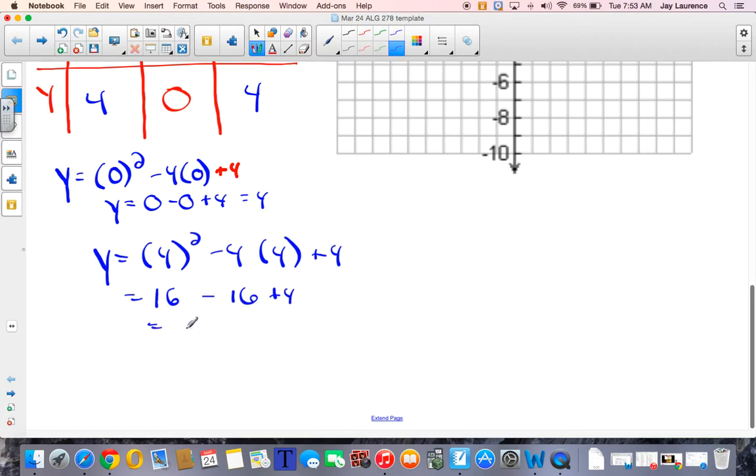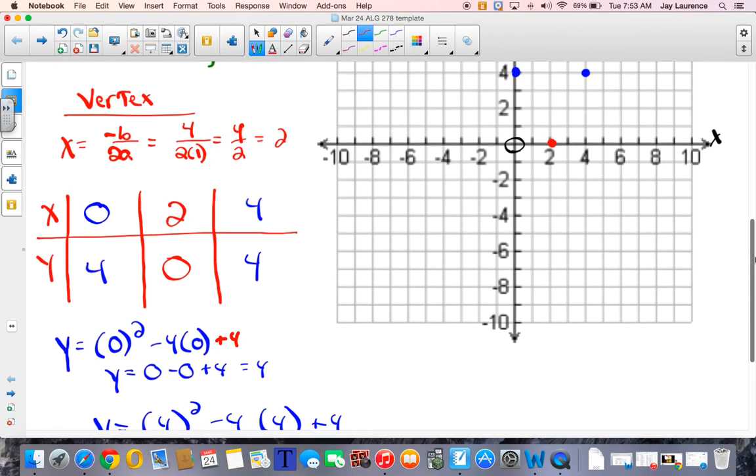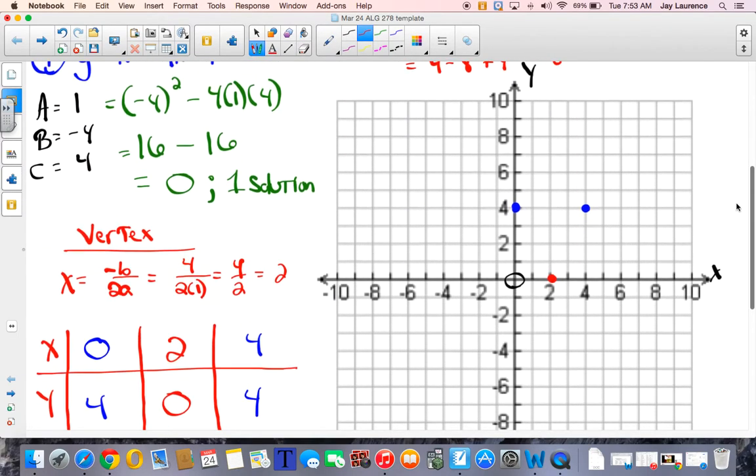16 minus 16 is 0. 0 plus 4, 4. Just like I said. But I didn't really do any math to get it. I used symmetry. Parabolas are symmetric. If you put 1 in for x and get the answer out, then if you put 3 in for x, you'll get the same answer because of symmetry.